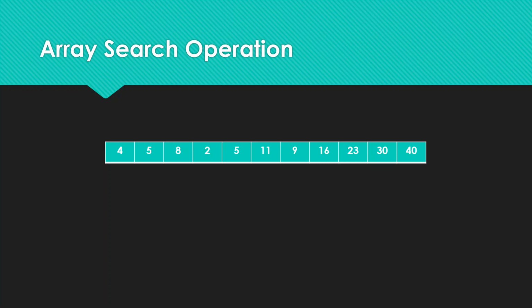In the previous video, we looked at how to traverse an array. In this video, we're going to look at how to search for a particular element of an array. For example, we want to search for the value 9 in this particular array.